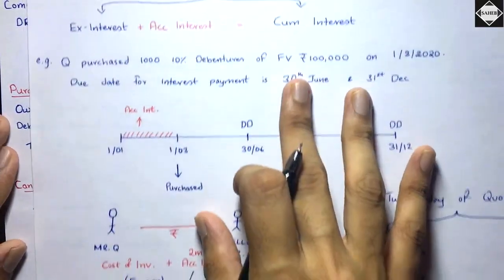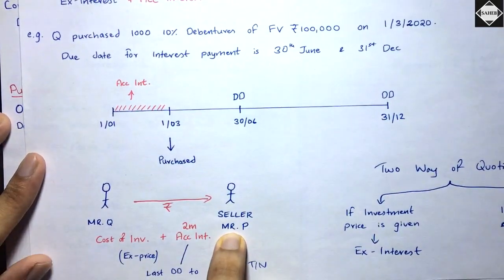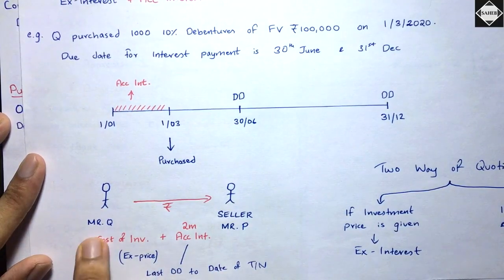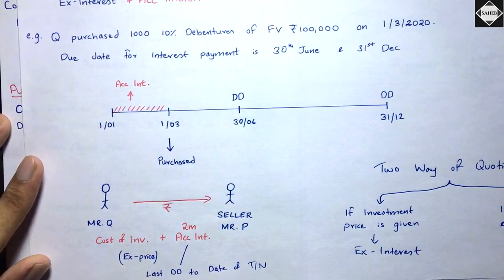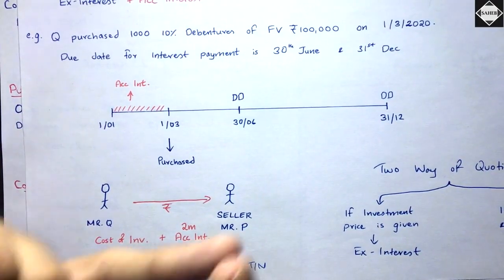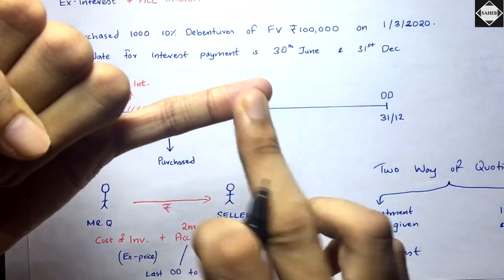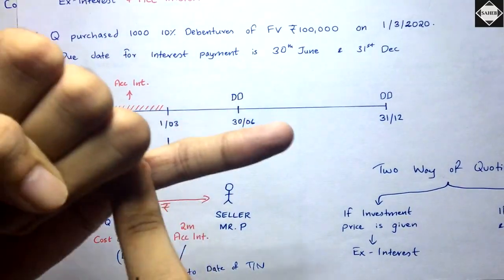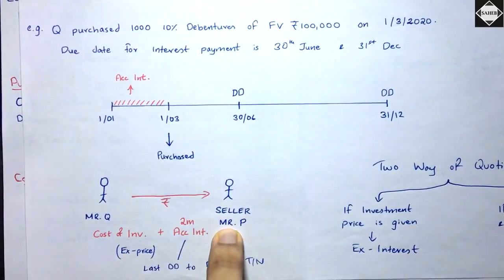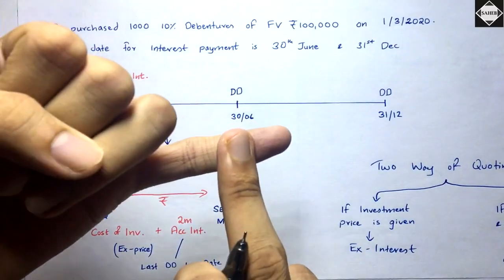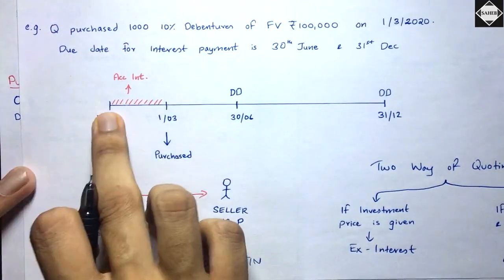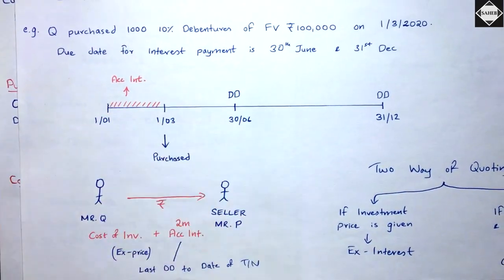It is entitled legally to Mr. P. So what will happen is, when company Q will purchase the debentures, the company will have to pay the market value of the debentures, which will be the cost for company Q. The company has to pay that to Mr. P: the market value of the debentures, as well as the accrued interest, the interest that has been generated till the date of transaction.